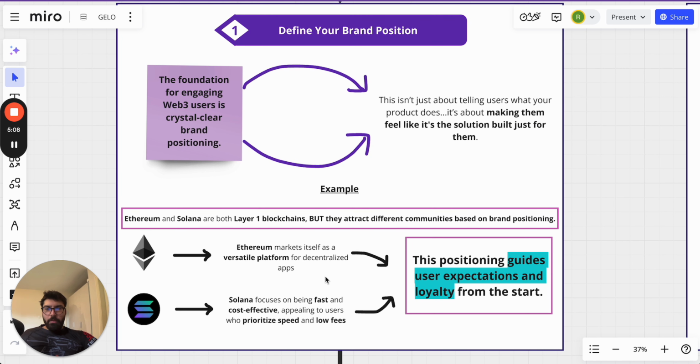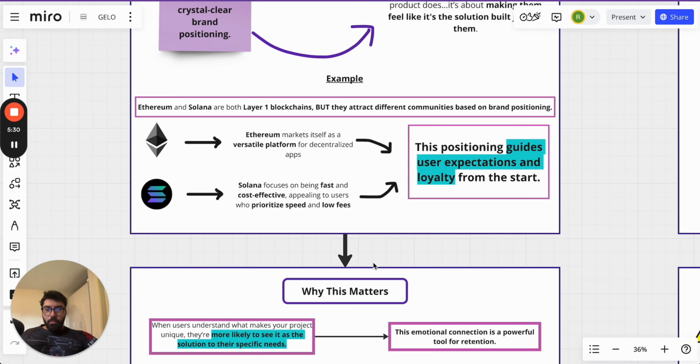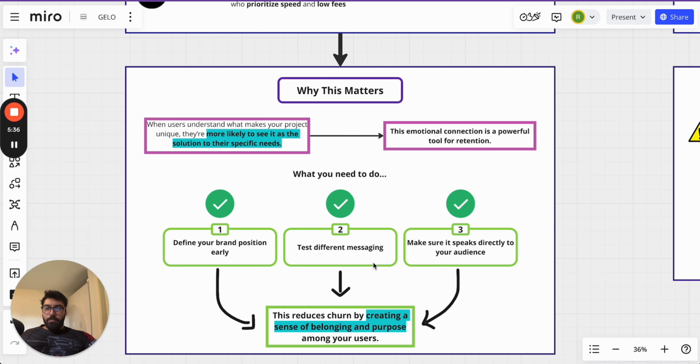Those things obviously speak to different people and showcase different expectations to those people, right? When you go to Solana, you can expect a fast and cheap network, great for DeFi. But for Ethereum, as a general smart contract platform, you could probably expect a little bit more versatility in how you're building things. So, why is this important? When users understand what makes your project unique, they are more likely to see it as a solution to their specific needs. And we can also tailor our positioning for different segments of the market, right?